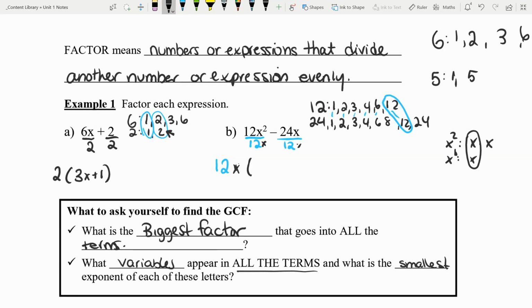So we're also dividing by that x. So we divide by the number and the variable that's in common. 12 divided by 12 is 1. Now remember, we don't have to write that 1 if you don't want to. x squared divided by x, we subtract the exponents, 2 minus 1. Negative 24 divided by 12 is negative 2. x divided by x is going to cancel. So that's the factored version.